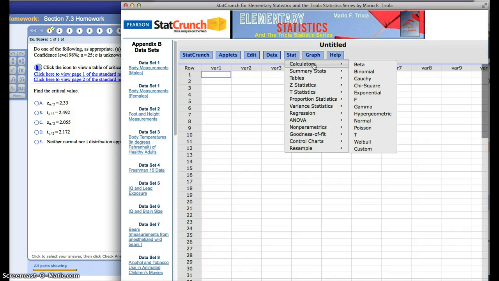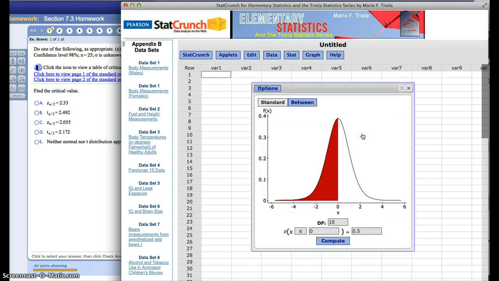So that's Calculators under Stat, and then we have to see which calculator we're going to use. For this case, we have student t distribution, and that means we have to go to T. T means student t distribution. I would click on this, and then it says I need degree of freedom. Degree of freedom is n minus 1. Since n is 25, 25 minus 1 is 24. So 24 is the degree of freedom.